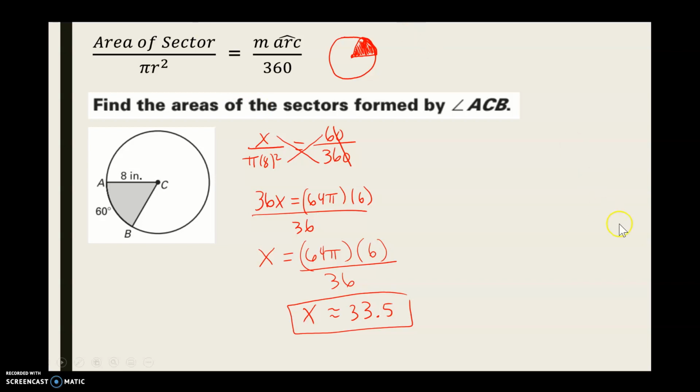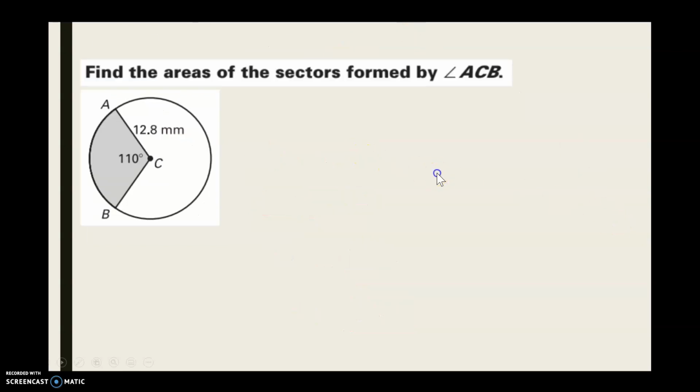So let's try one more just like that. I want to find the area of this sector of ACB. Same thing. I'm going to take the part, so the measure of the arc, 110 over my entire circle, which is 360. I'm asked to find the area, so this is going to be my unknown. And they're telling me that my radius is 12.8, so I'm going to have pi times 12.8 squared. This is my pi r squared. Again, part to whole equals part to whole.